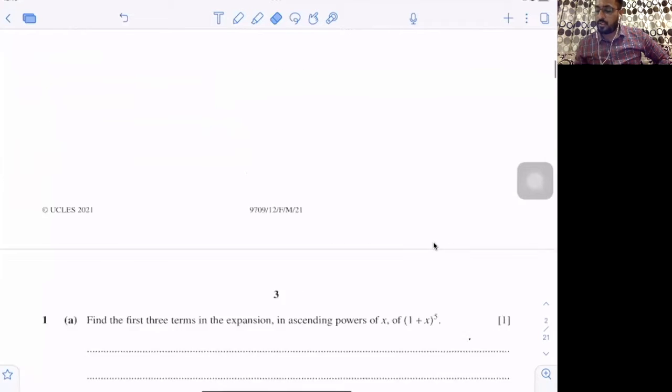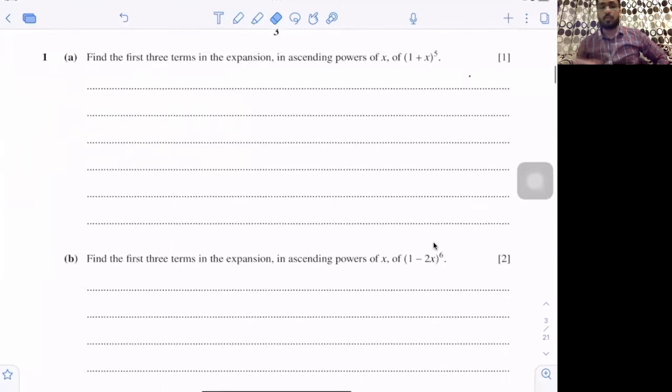So you can see the very first question over here belongs to the chapter series, right? Find the first three terms in the expansion in ascending powers of x of 1 plus x to the power 5. Now, students, you want to understand that this question demands the expansion of 1 plus x to the power 5.